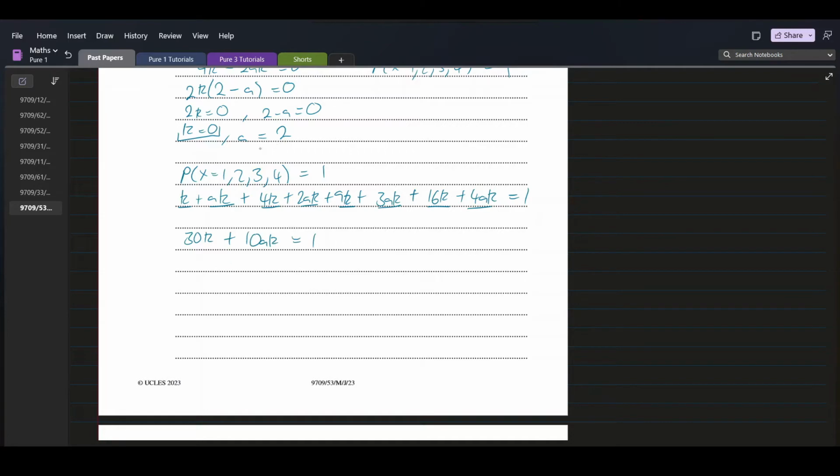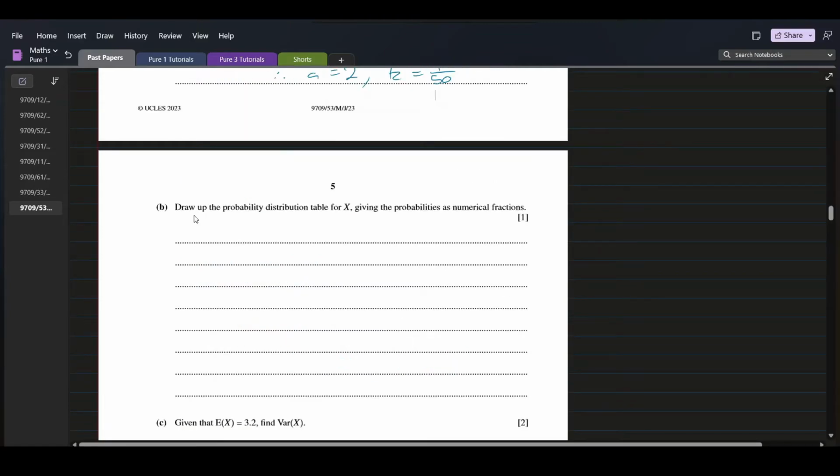We already evaluated a to be 2, so we can say 30k plus 10 times 2 times k is equal to 1, so 30k plus 20k is equal to 1, so 50k is equal to 1, therefore k must be equal to 1 over 50. Therefore, we can conclude that a equals 2 and k is equal to 1 over 50.